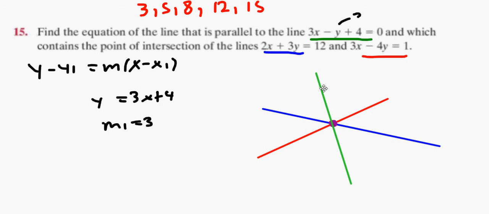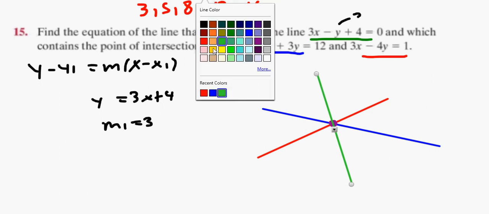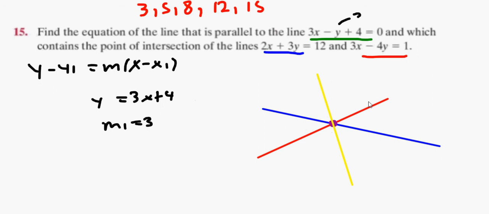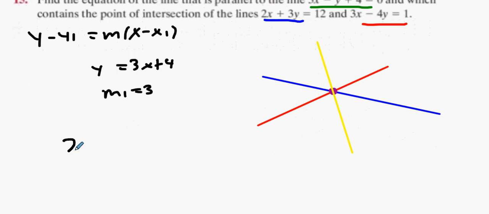So this is me working on the original green line. And then I bring it over here, and this is the line we're looking for, which I'll now change color to, I don't know, yellow. This yellow line goes through the point of intersection. Its slope is 3, but we need to find the point of intersection. To find the point of intersection, we're going to do a simultaneous equation.